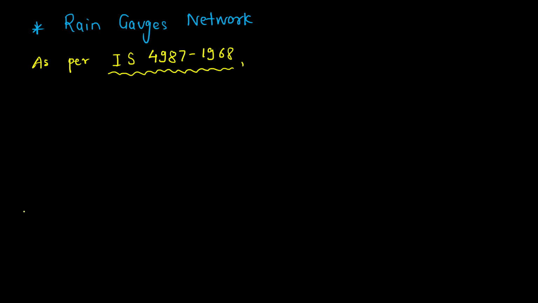In plain area, in plain region, there should be one station per 520 kilometer square.